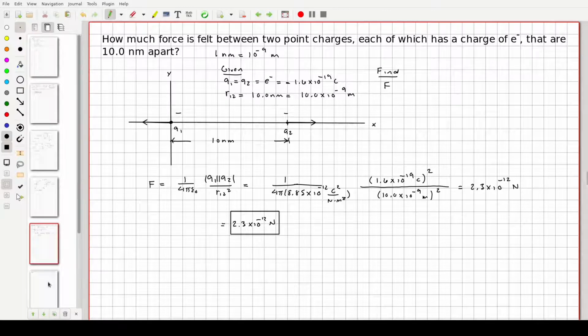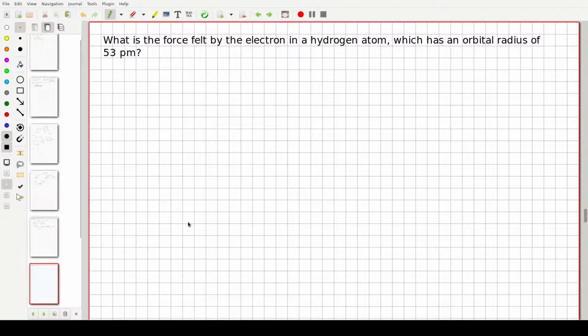Okay. Now let's do another example. What is the force felt by the electron in a hydrogen atom which has an orbital radius of 53 picometers? Now, a picometer is very tiny. It's like 10 to the minus 12th. So a pico is 10 to the minus 12th meters. Picometer.